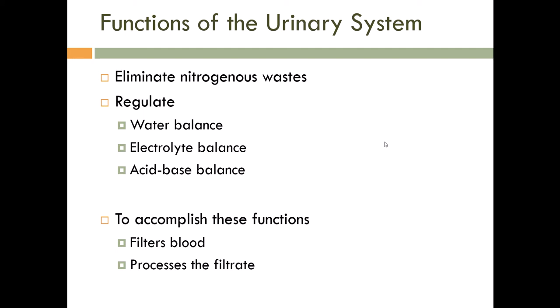In order to carry out all of these functions, essentially what the urinary system does is it filters the blood. You can really think of your kidney as a sieve through which your entire blood volume goes all the time, and then the kidney filters out the stuff that we don't want or need.